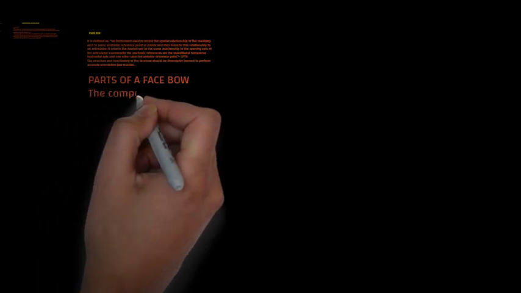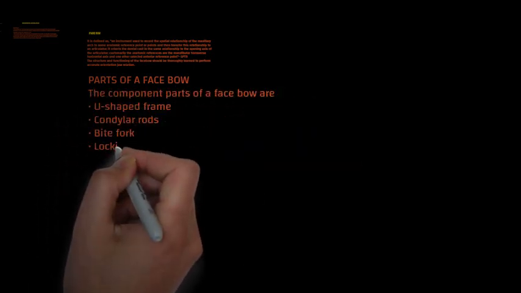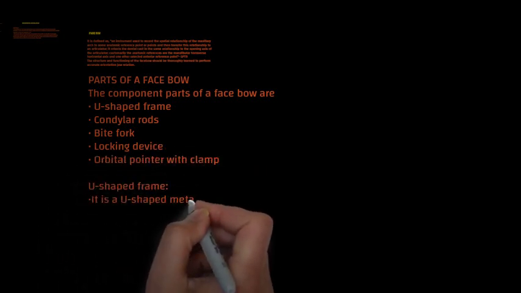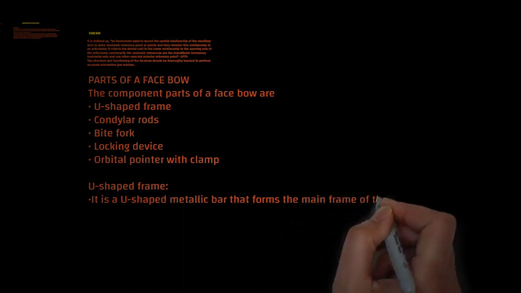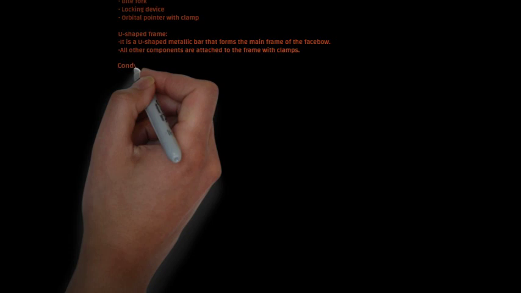Parts of a face bow. The component parts of a face bow are the U-shaped frame, condylar rods, bite fork, locking device, and orbital pointer with clamp. U-shaped frame: it is a U-shaped metallic bar that forms the main frame of the face bow. All other components are attached to the frame with clamps.